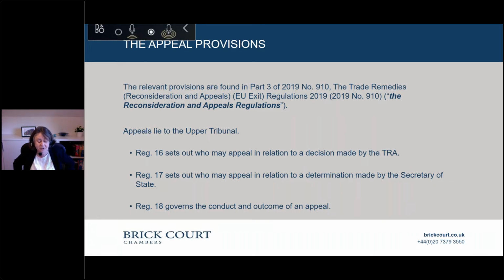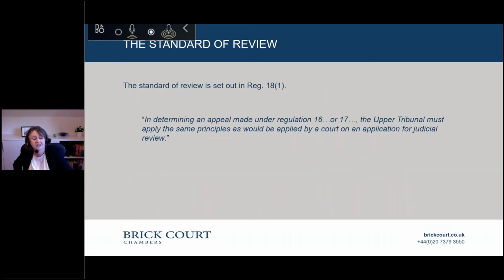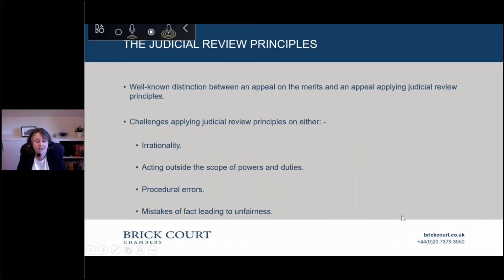And the next slide, please, sets out the principles that are to be applied. It states that the principles are to be those as would be applied by a court on an application for judicial review. As Daniel said, the purpose of my section of today's talk is to focus on what those principles are. I know they will be familiar to some and perhaps less familiar to others, but I'm going to outline them and highlight some particular aspects that have emerged in analogous situations. So moving to the next slide, please. Here I've set out the judicial review principles.